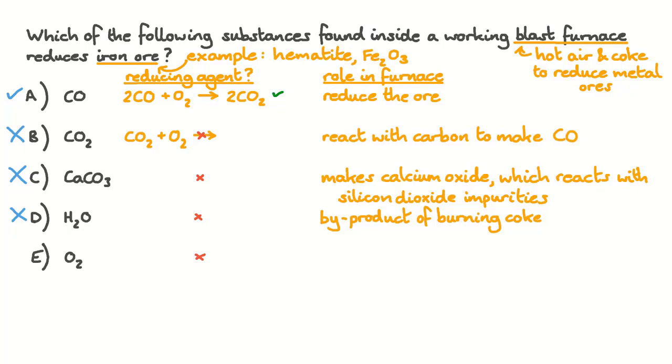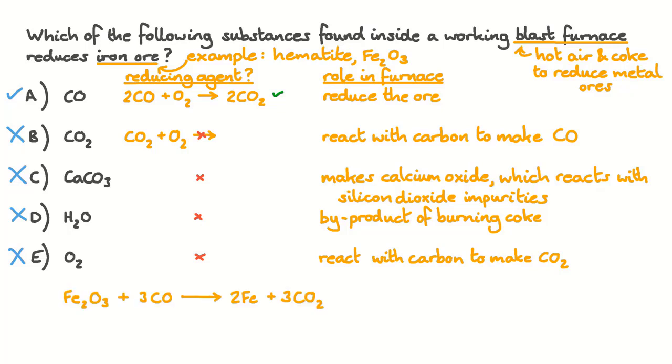Let's have a look at the last option. Oxygen is an infamous oxidant, and therefore unlikely to be a reducing agent. In the blast furnace, its role is to react with carbon to make carbon dioxide. Therefore, our final answer for which substance found inside a working blast furnace reduces iron ore is carbon monoxide, CO. And here we have the balanced chemical equation for the reduction of hematite, iron(III) oxide.